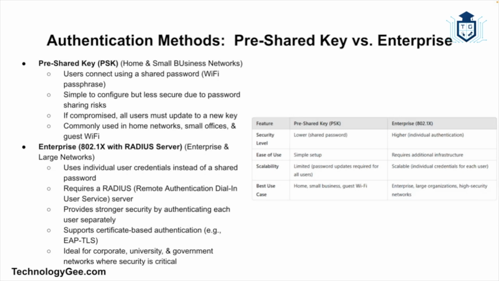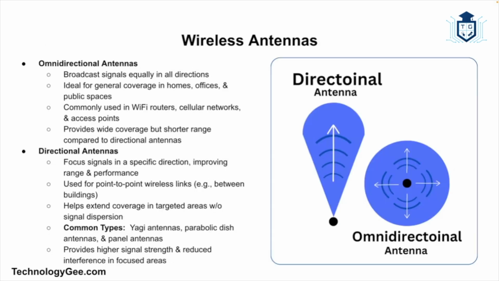Next, we have authentication methods, and we're going to talk about a pre-shared key versus enterprise. PSK authentication is commonly used in home and small business networks, where a user enters a shared password to connect. Enterprise authentication uses 802.1x authentication with a RADIUS server, offering better security and individual user authentication.